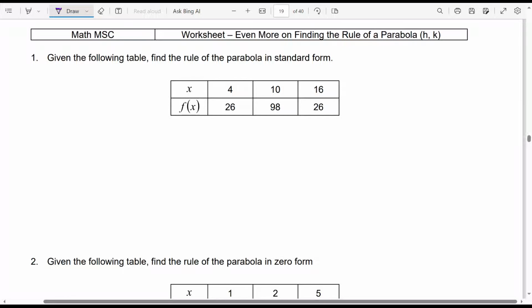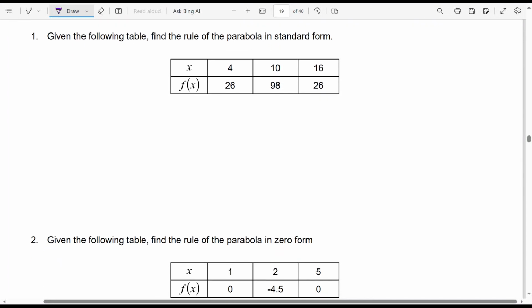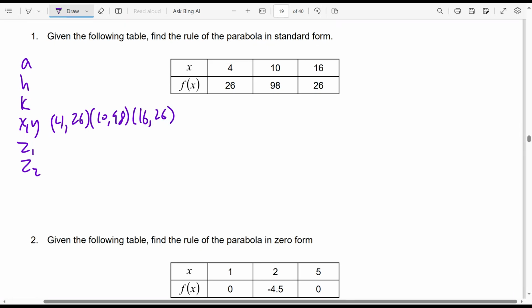So on this one, this is less of an algebra thing, so I don't really want to start with that. This is more of a parabola thing. There's something hidden in here, and I want you to see it right now. Can you make sense of what information is being provided at first glance? It just looks like they're giving me 4, 26, 10, 98, 16, and 26. Just a bunch of points. But no, there's something important here.